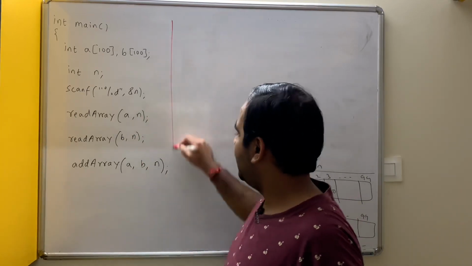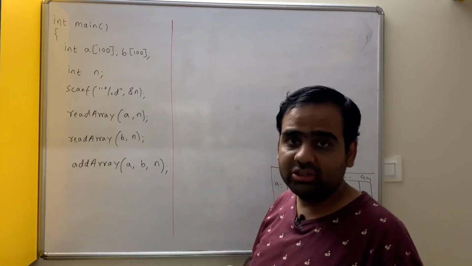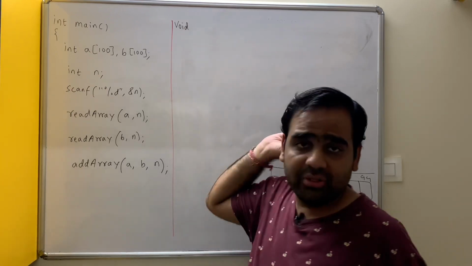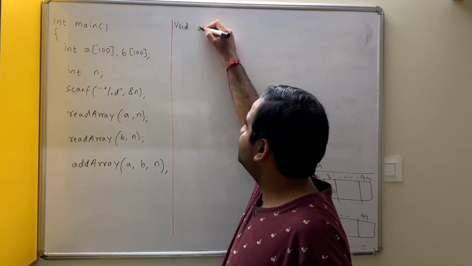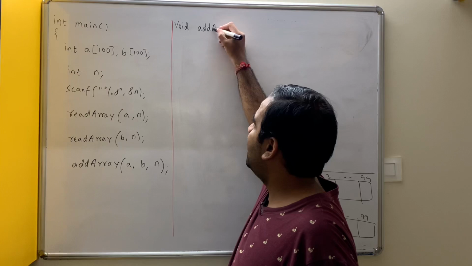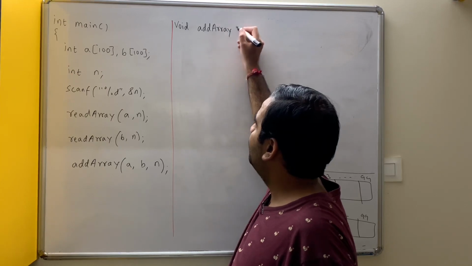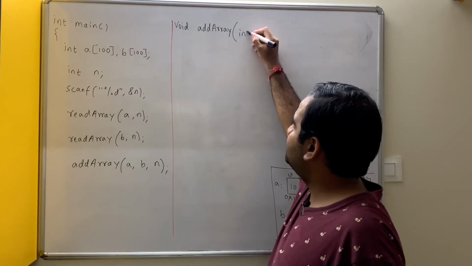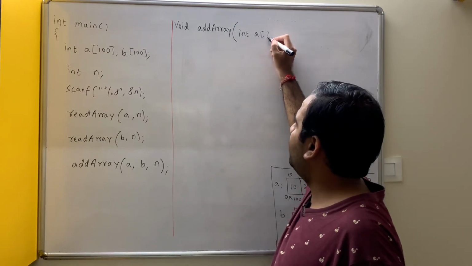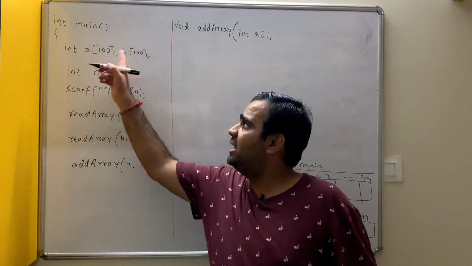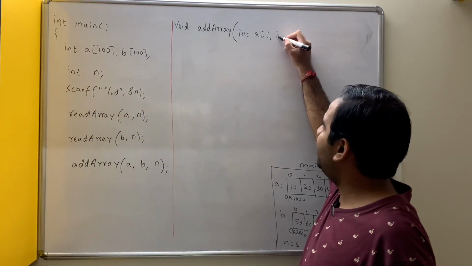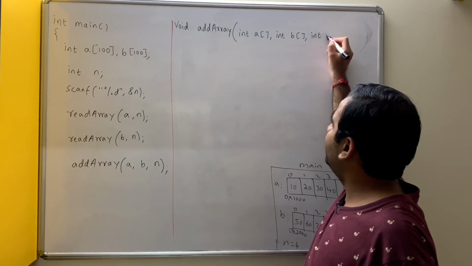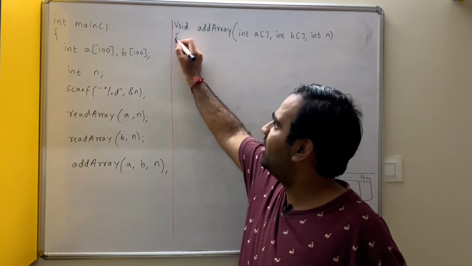Now, how do I write the prototype and the function definition? See here, the return type of the function, let it be void, and if necessary we will change it. What is the function name? The function name is add array. What is the first parameter? A. A means integer one dimensional array. What is the second parameter? B. Again it is integer one dimensional array. And what is the last parameter? N, the number of array elements.